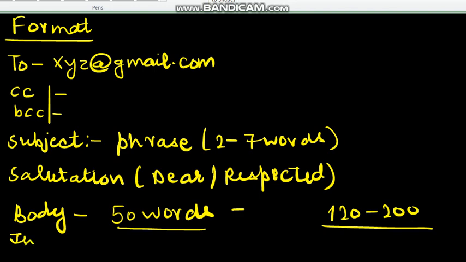Then comes your thank you, and then finally it will end with your name. So this is how we write an email. So basically you could be given any type of question, and then you would be asked how you can prepare the email on the same.